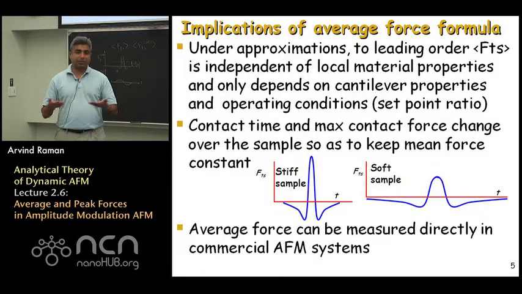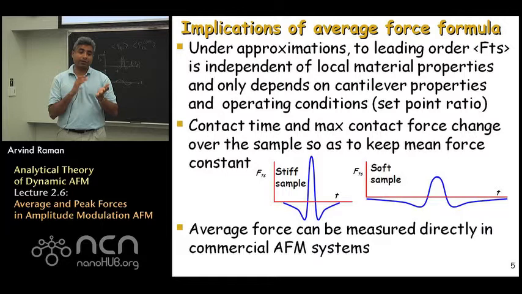how is it possible that when you're scanning a sample with a microscope, you might be interacting with different kinds of materials, softer, harder materials, and yet the average force remains constant as the formula suggests? The way to think about this is shown in a couple of sketches here: when you look at the tip-sample interaction force as a function of time during an oscillation cycle, if you're on a hard surface, we expect the interaction time to be very short. We will also expect the peak forces to be very high.